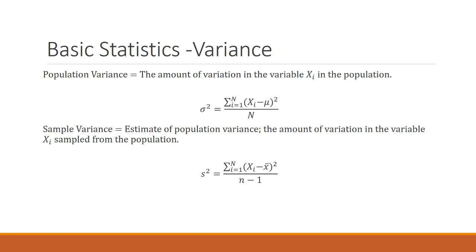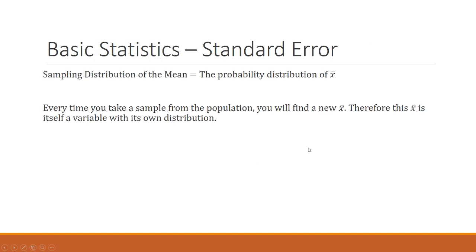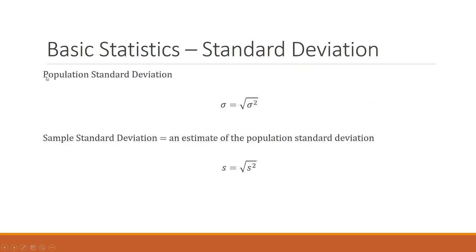Okay. We don't use variance all that often, practically speaking, because variance is measured in units squared, so it's just not very intuitive. Rather, we typically use the standard deviation. The standard deviation is just the square root of the variance. So the population standard deviation is the square root of the population variance, and the sample standard deviation, an estimate of the population standard deviation, is the square root of the sample variance.